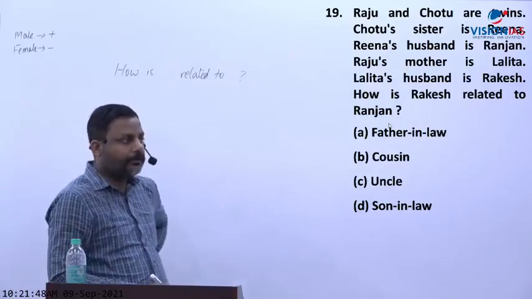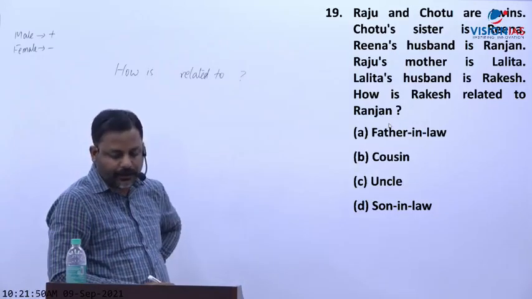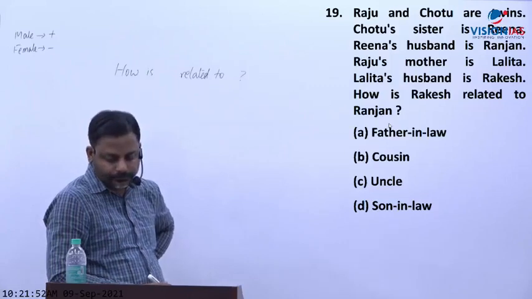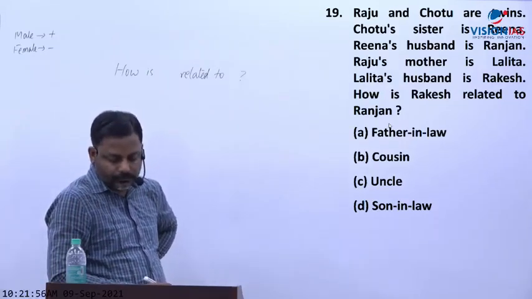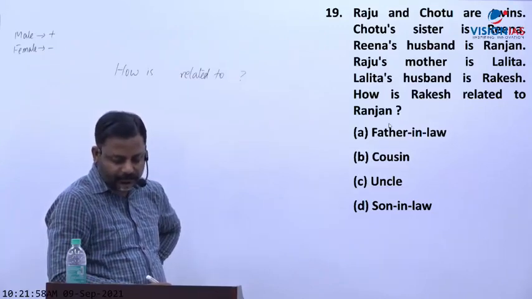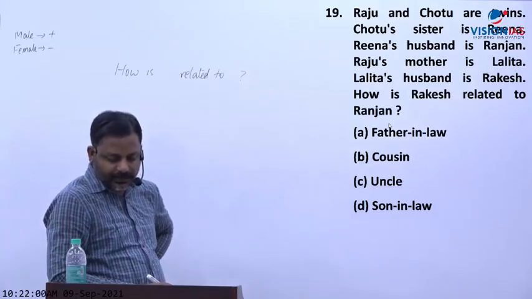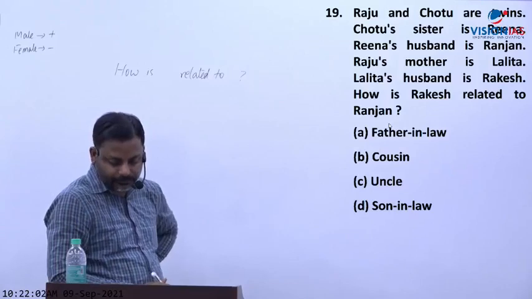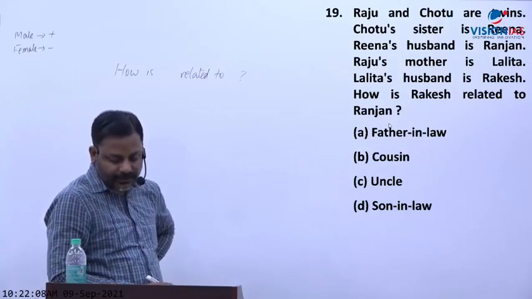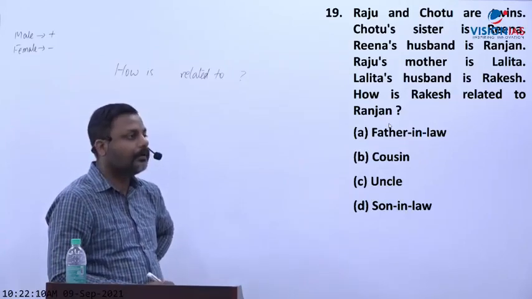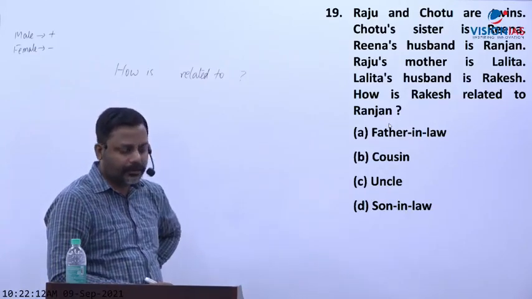Raju and Chotu are twins. Chotu's sister is Reena. Reena's husband is Rajan. Raju's mother is Lalita. And Lalita's husband is Rakesh. Then how is Rakesh related to Ranjan?